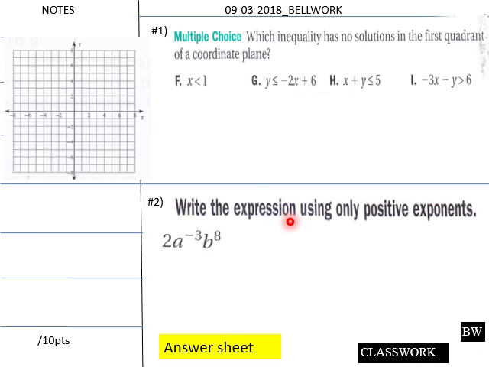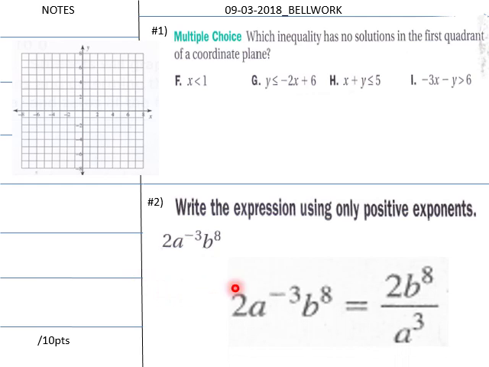Teachers, your bell work for today is: which inequality has no solutions in the first quadrant of a coordinate plane? Here's your choice, students. And then number 2, write the expression using only positive exponents. Give your students about 4 minutes.